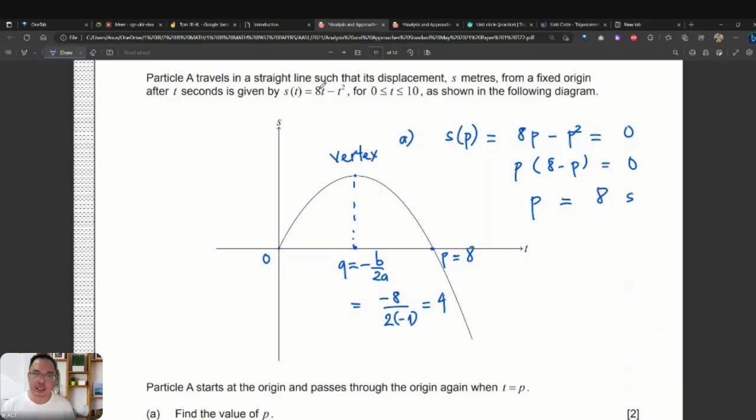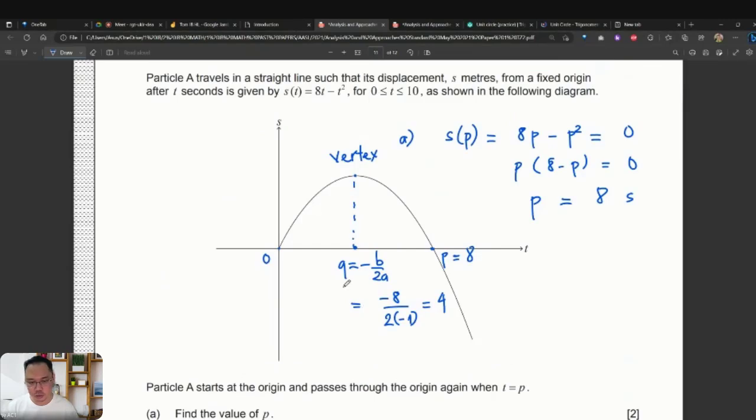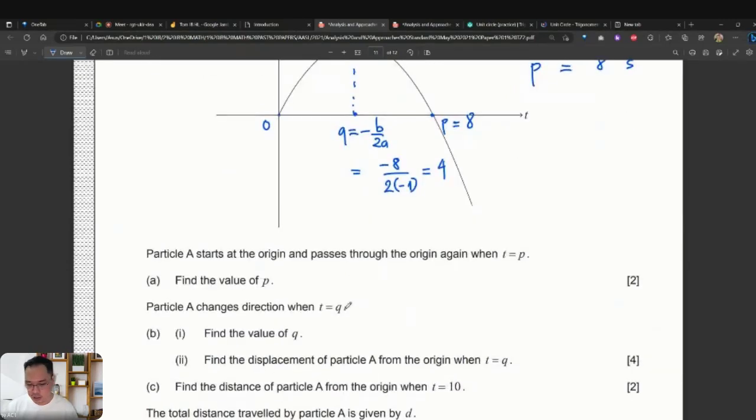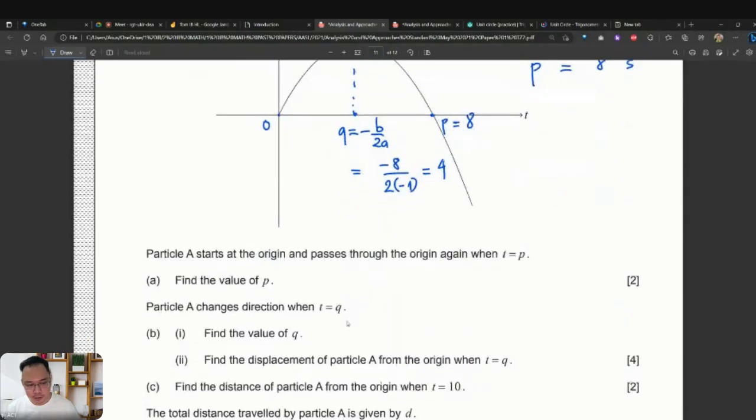The other way is taking the derivative and letting that derivative be 0, to get the value of Q. Okay, so how do we show the work, write the solution? That was like 2 marks, 2 marks for this question. Okay, we can write Q is when S is maximum. Q is the time when S is maximum, or at the vertex of the graph.